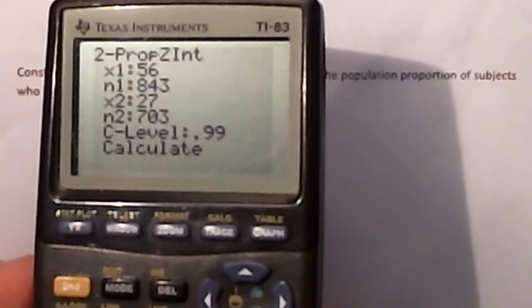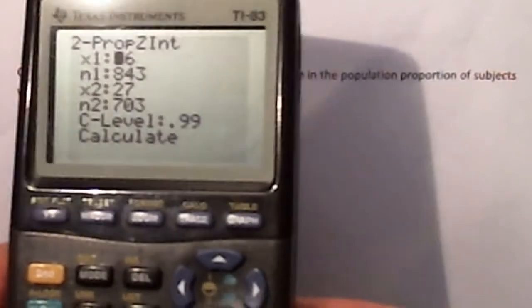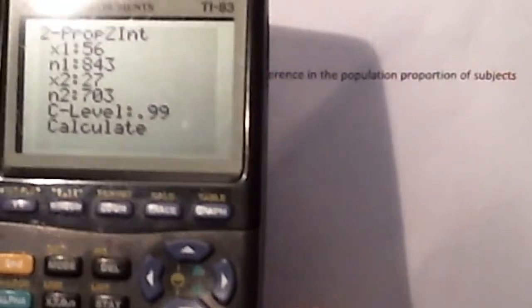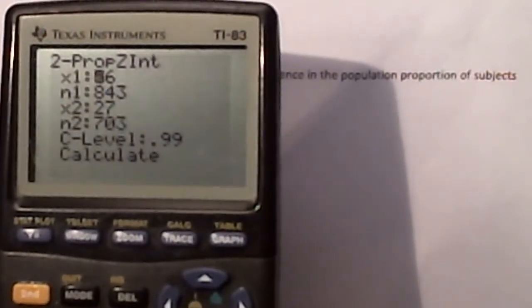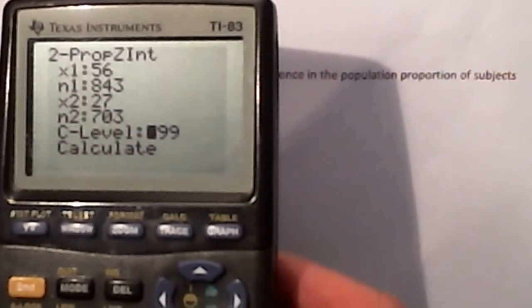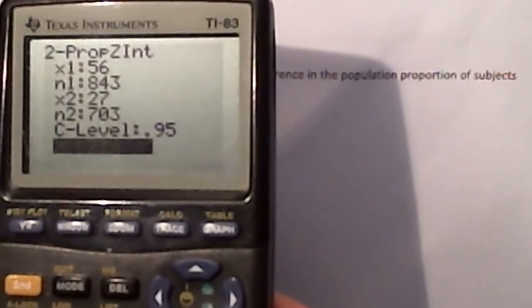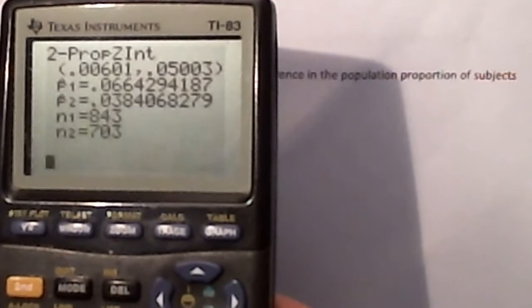So therefore, let's now dive into this function here. X sub 1, N sub 1, X sub 2, N sub 2 are going to be the same as they were when we conducted the hypothesis test. So notice those values are the same. We're not going to change those values. So we just go down and establish our level of significance, which is 95% or 0.95 as a decimal. Go down to calculate, and here we go. We're ready to build a confidence interval.